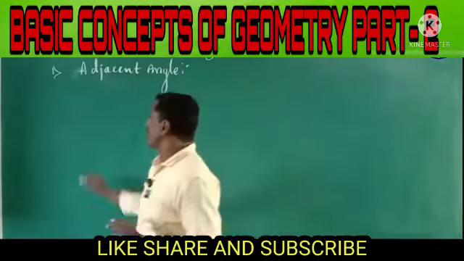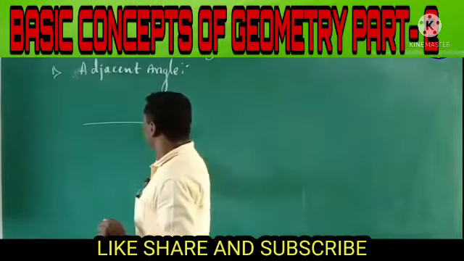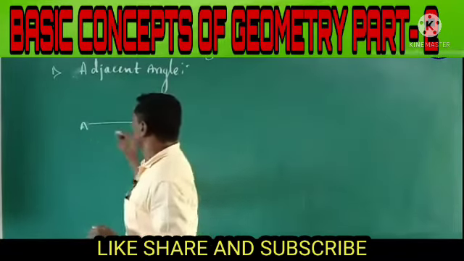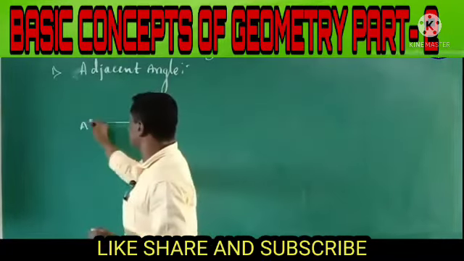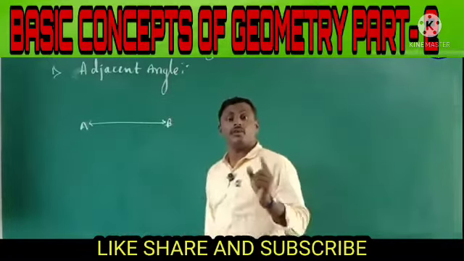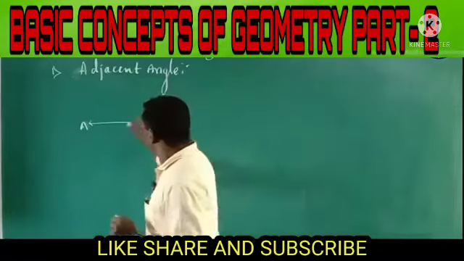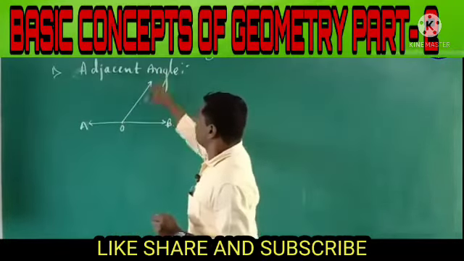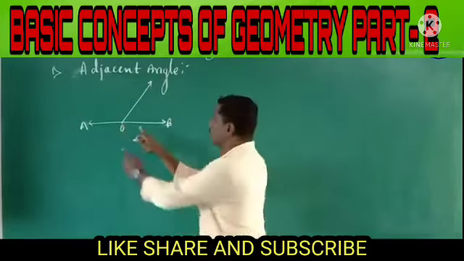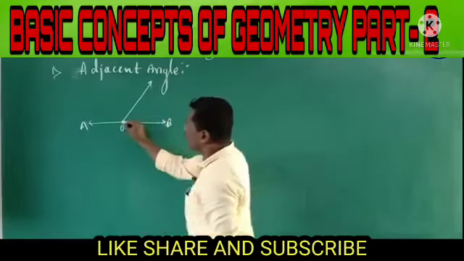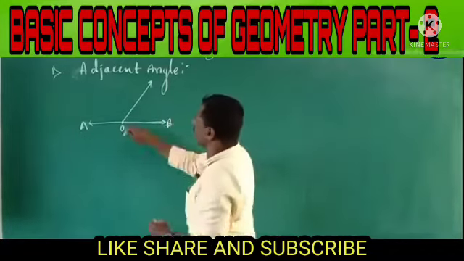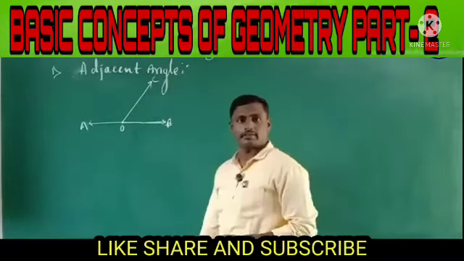For example, here I will take one straight line. AB is a straight line. What is the angle of a straight line? 180 degrees, right? And O is the point. From this point, three rays travel. OB is the first ray, OA is the second ray, OC is the third ray.